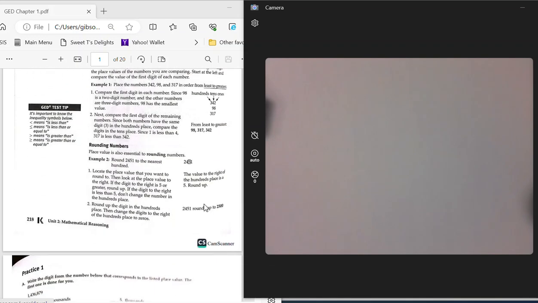Now we come down here to rounding numbers. A lot of people have trouble with rounding numbers, but we're not going to have that issue here. We're going to go through this and stomp this out. Okay, when we round numbers, first of all, we need to know our place values. And we're only rounding whole numbers. We're not dealing with decimals because decimals have some of the same properties, but are still a little different.